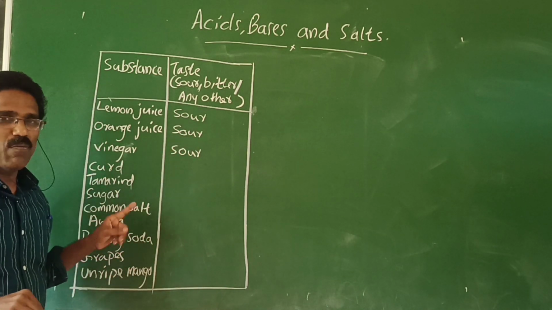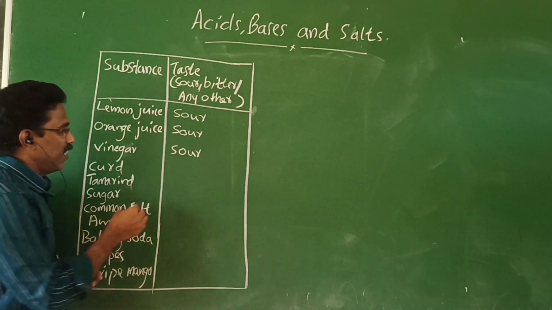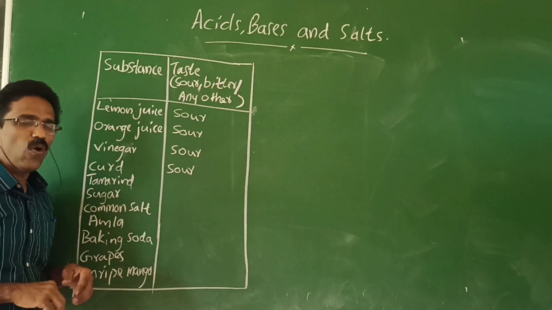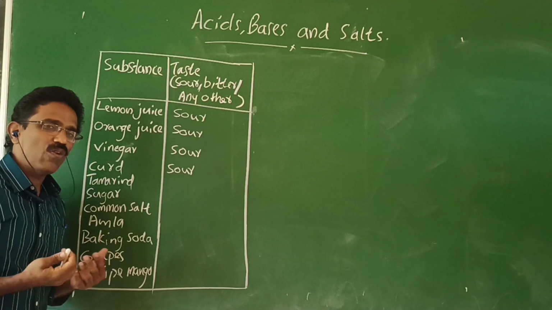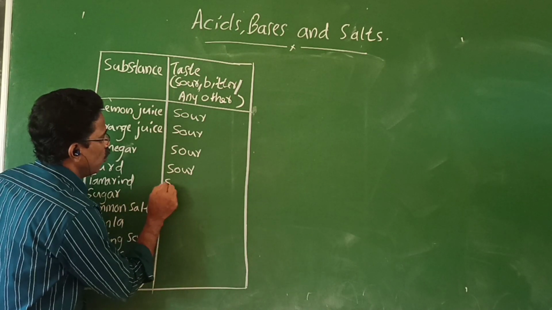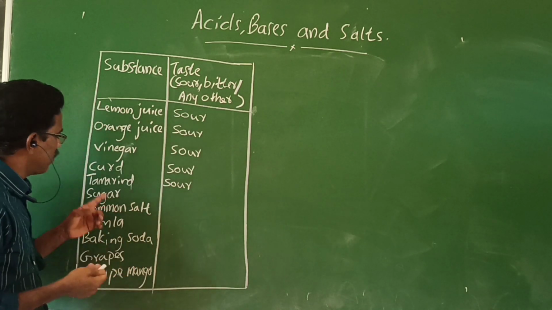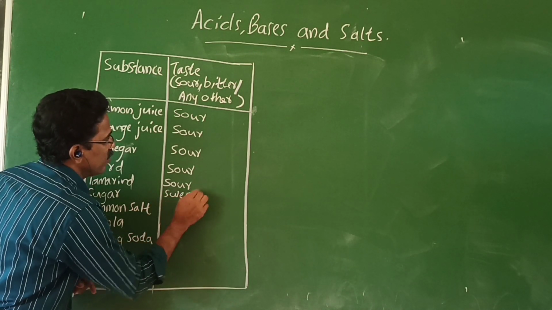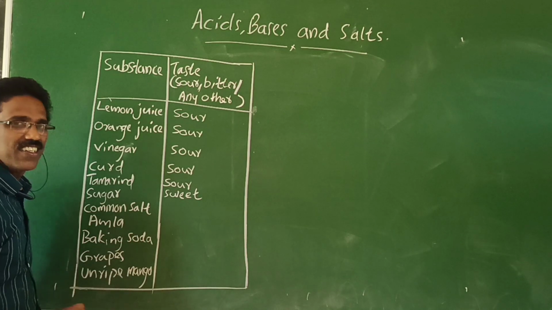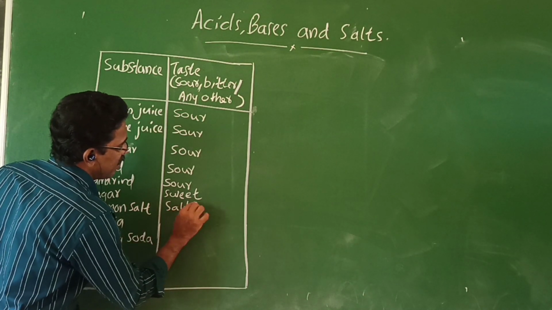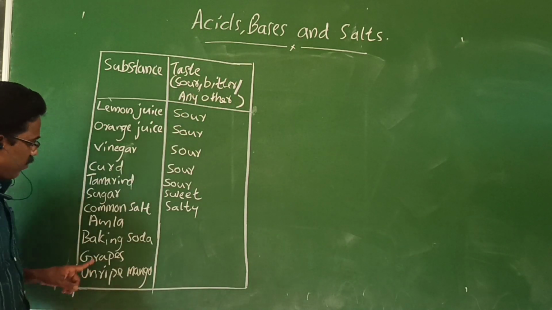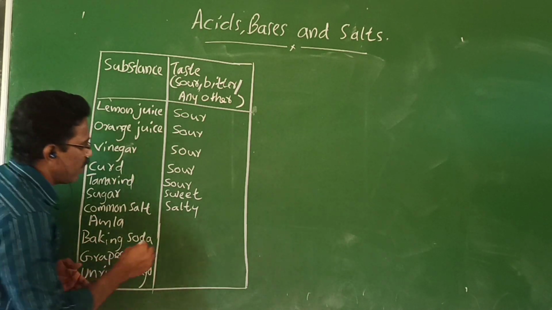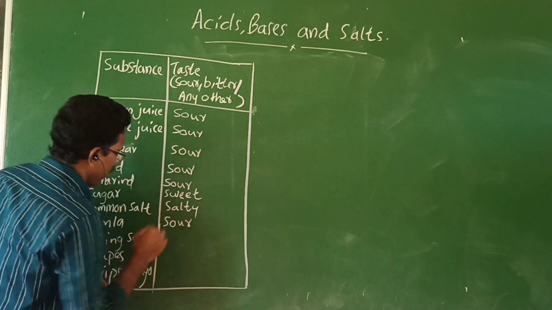Then curd, a milk product. What's the taste? Again, that is sour in taste. And tamarind or imli. What is the taste of imli? Yes, that is also sour in taste. So the majority of the food materials are sour in taste. Sugar, yes, that is sweet. Then common salt, yes, that is salty. We can write salty. Then this amla. What is the taste of amla? That again is sour in taste.